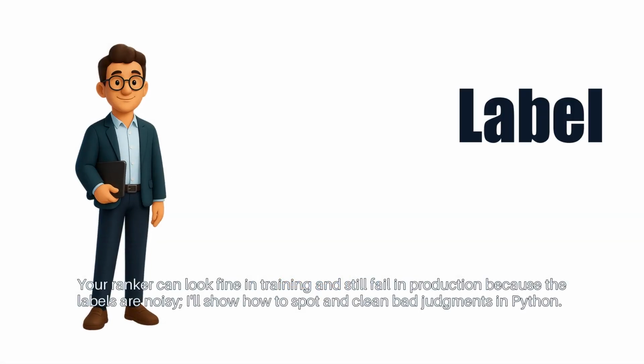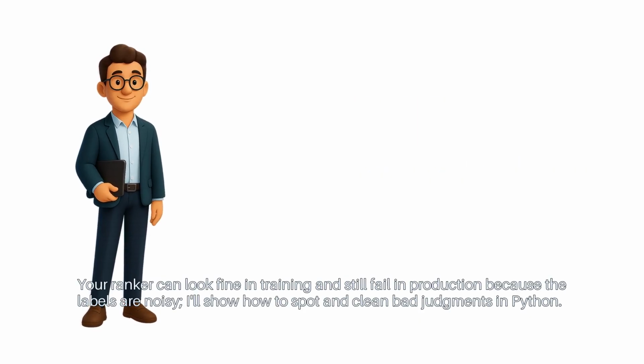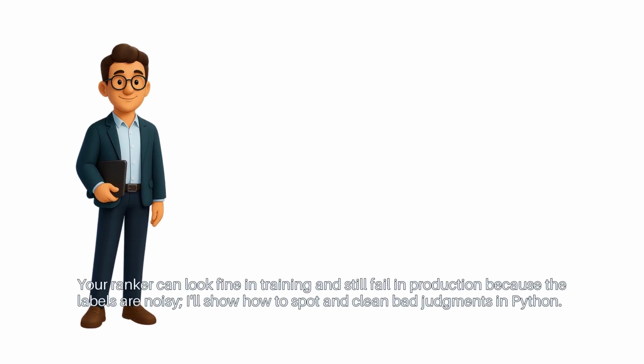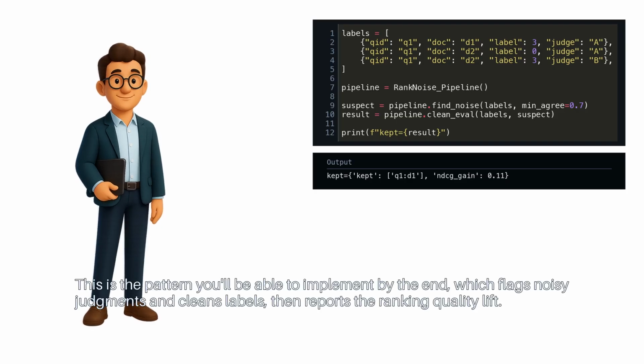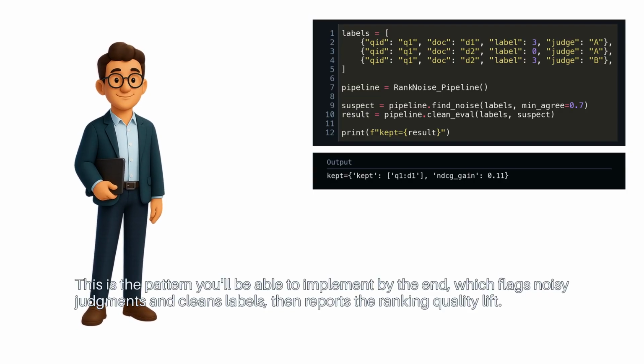Your ranker can look fine in training and still fail in production because the labels are noisy. I'll show how to spot and clean bad judgments in Python. This is the pattern you'll be able to implement by the end, which flags noisy judgments and cleans labels, then reports the ranking quality lift.